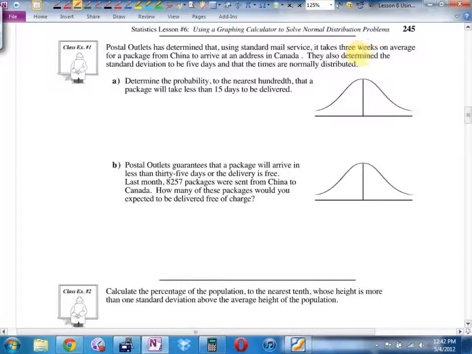Now, bit of a problem here. Can you all look up for 1 second? What's the mean average? 3 what? What's the standard deviation? 5 what? Which is what? 3. Yes, we have to have our units matched. So let's do that. 21 days. It's going to be a 21 here.